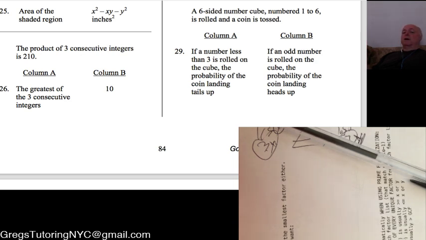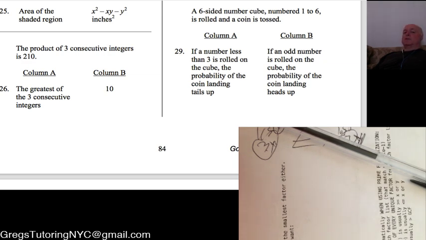Because the probability of a coin landing face up is 50-50, whether the dice was rolled or not. Okay? B is the same kind of situation. If an odd number is rolled, because they're not talking about if an even number was rolled. And the same with A. They're not talking about the number greater than 3 was rolled. They're given this exact scenario.